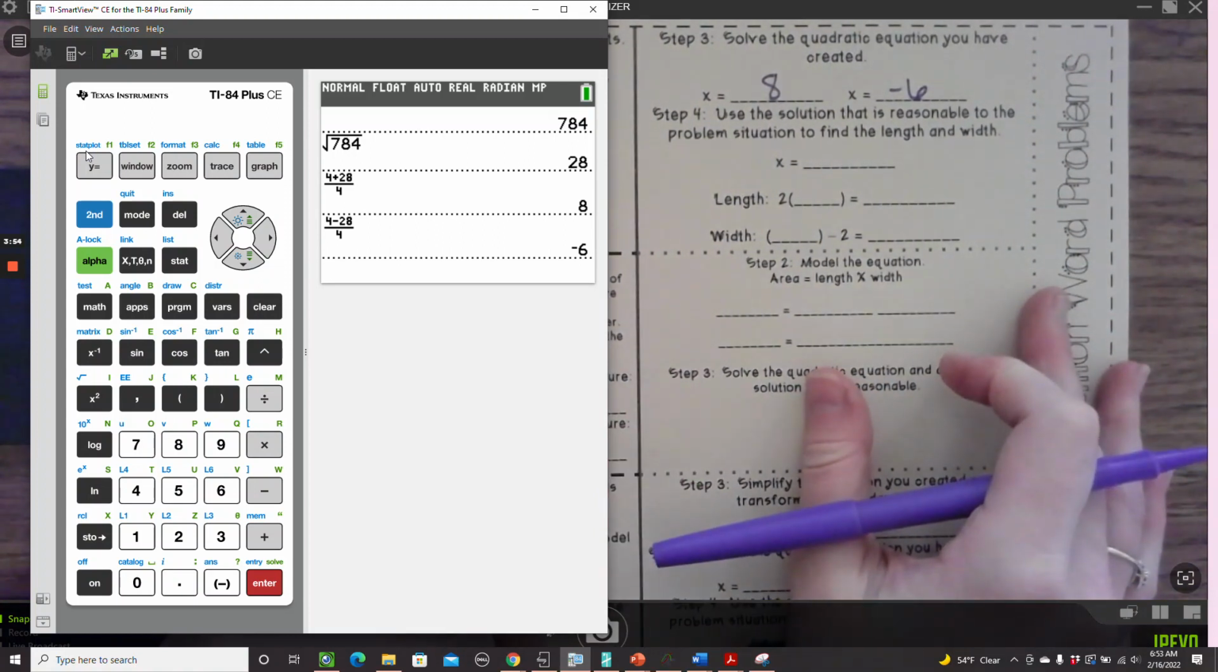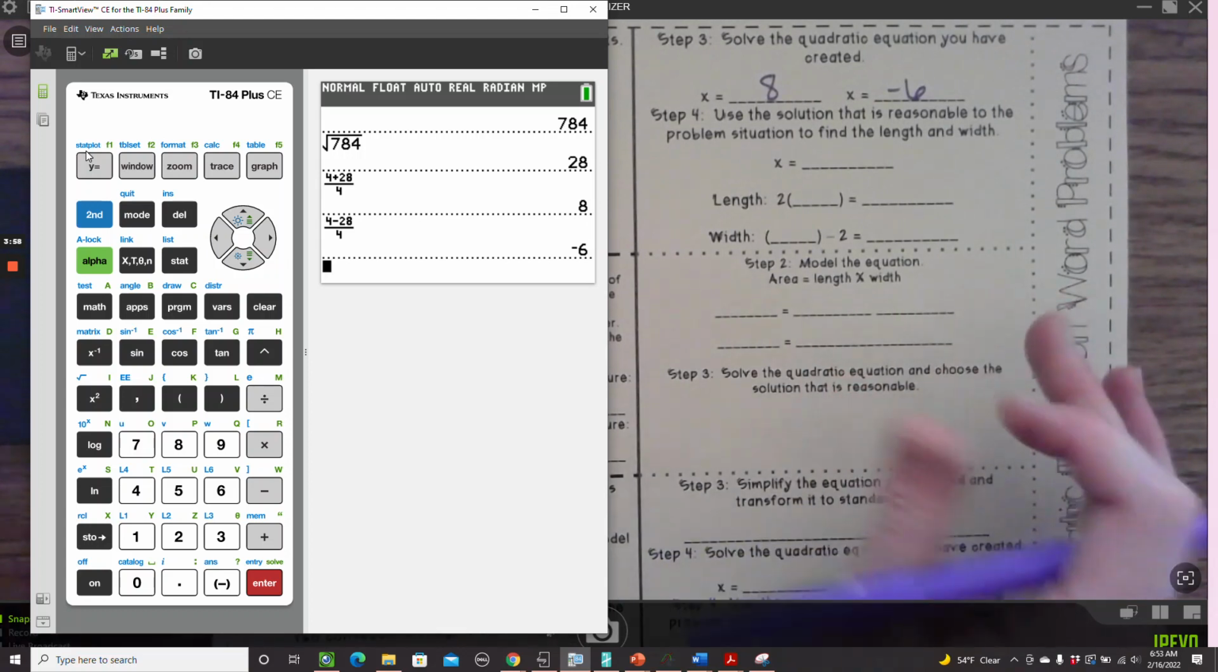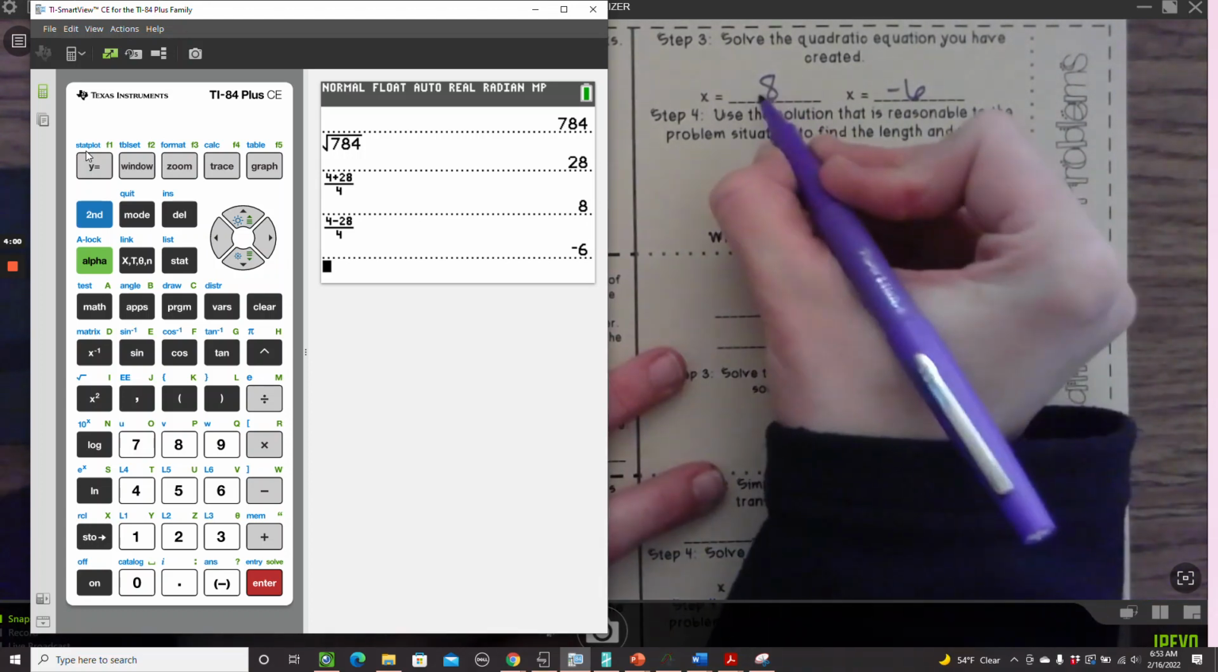It says use the solution that is reasonable to the problem situation to find the length and the width. So what we're going to do is use the 8.